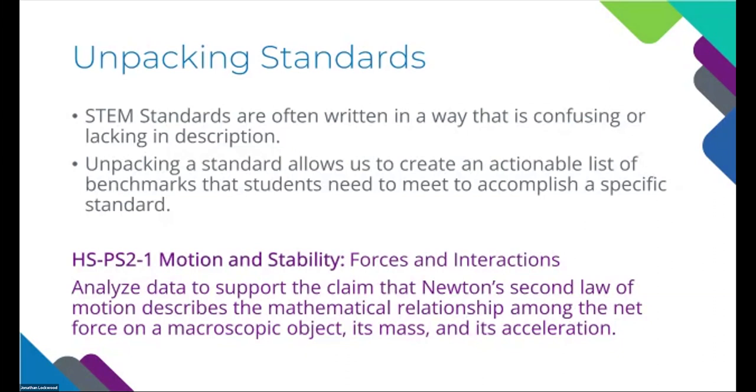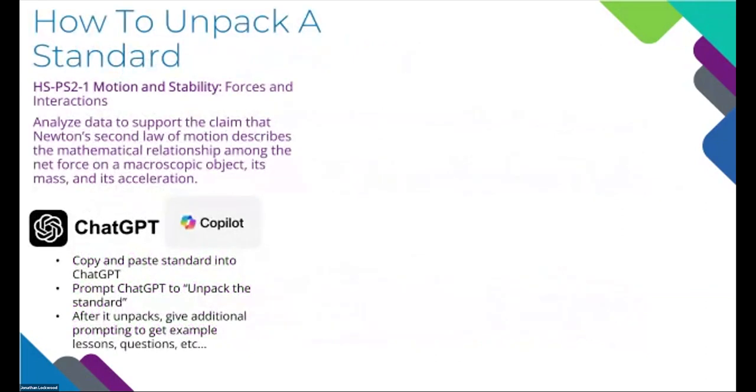So when we're unpacking a standard, what we're going to be looking for is for AI to essentially generate for us a list of benchmarks that students need to complete. And these are going to be actionable benchmarks. And once we have it do this, we can actually go a little bit further than that and have it create whatever we want. So I'm going to start out with a STEM specific example using a high school STEM standard here. And I'm going to start by using ChatGPT.